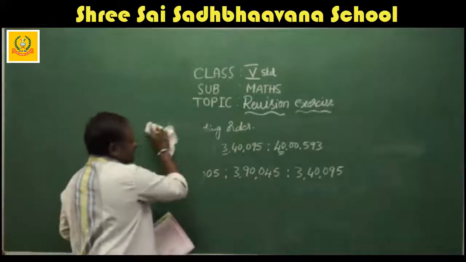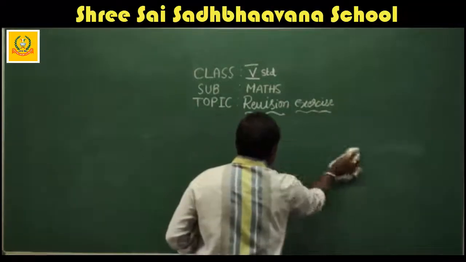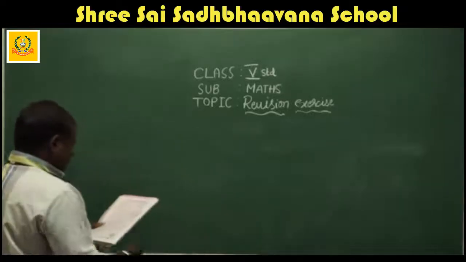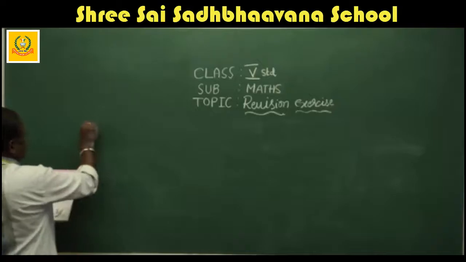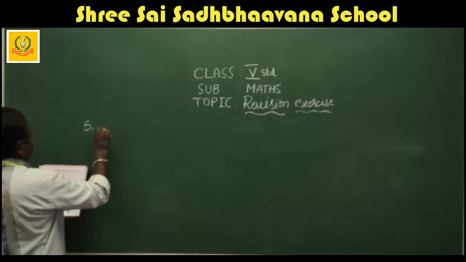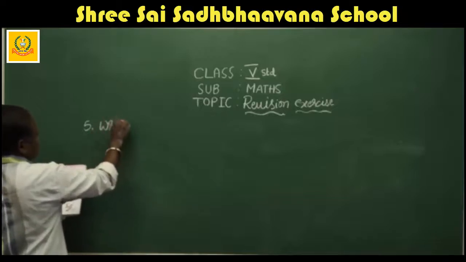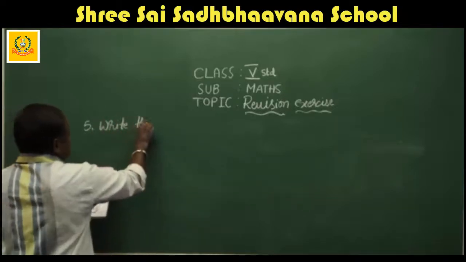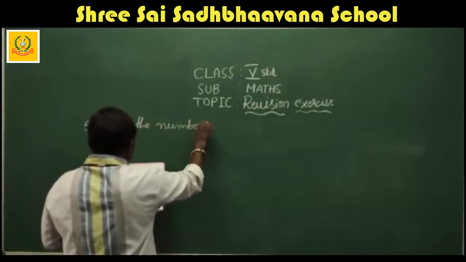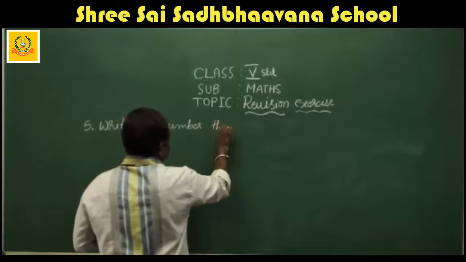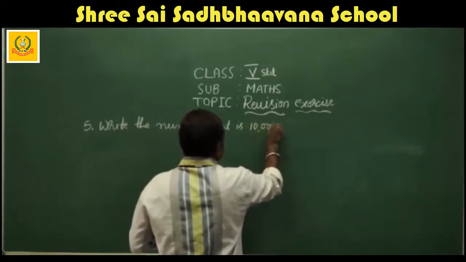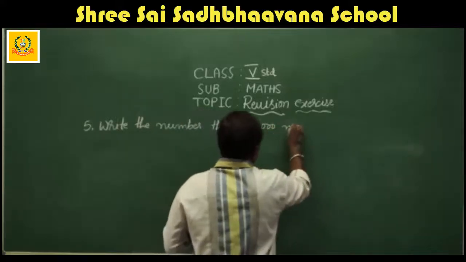Next, fifth problem. The fifth problem is: write the number that is 10,000 more than.